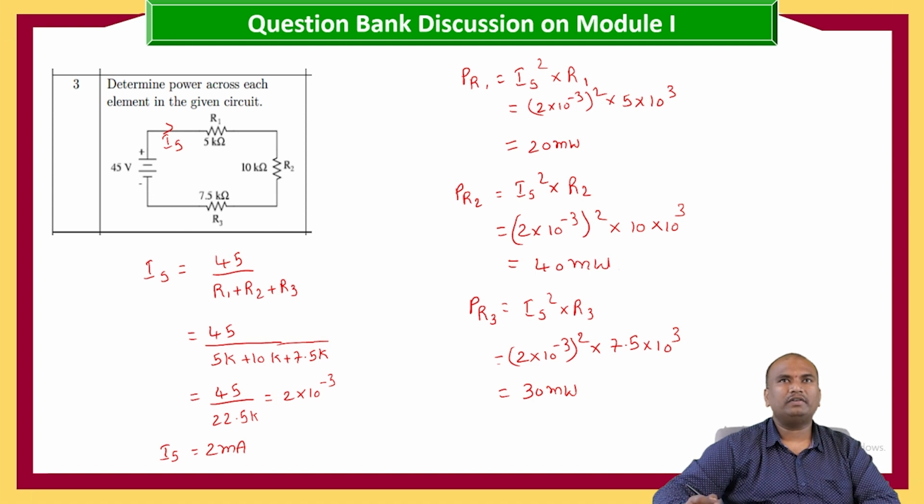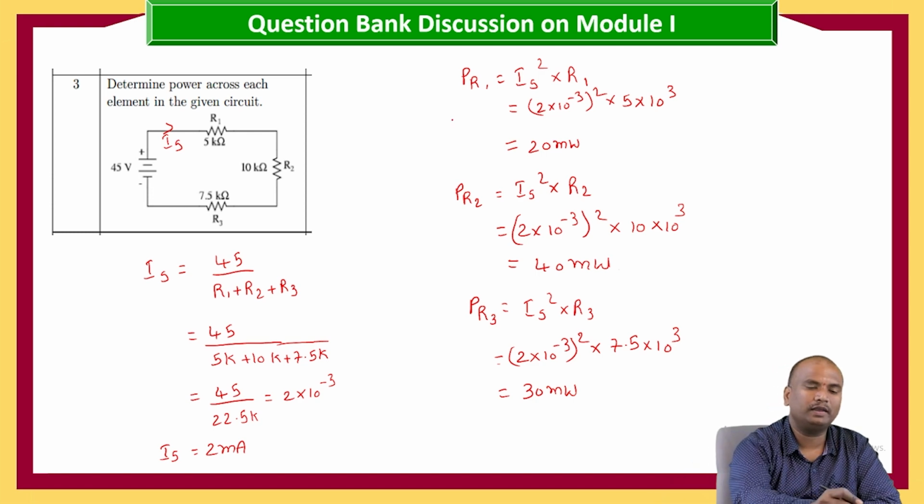These are the power across each and every element in the given circuit. One is 20 milliwatts, and 40 milliwatts, and 30 milliwatts.